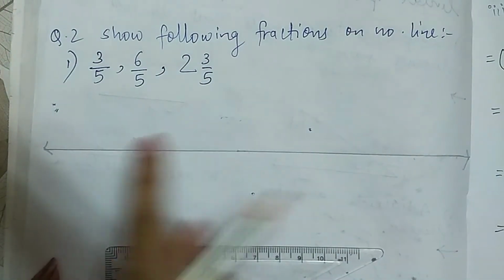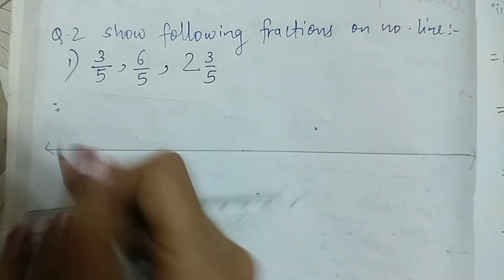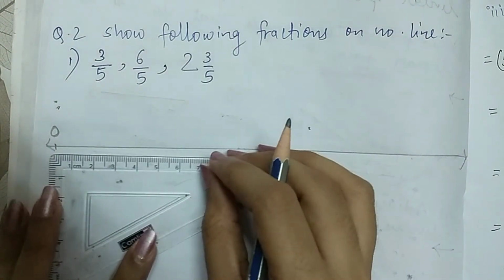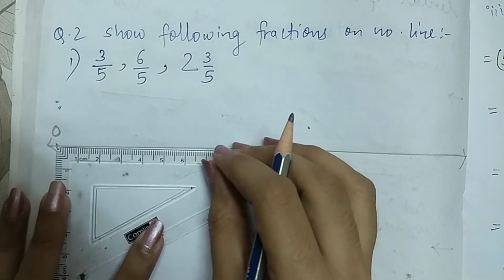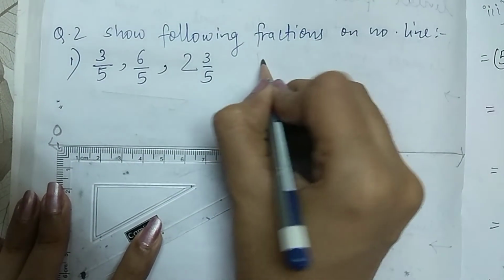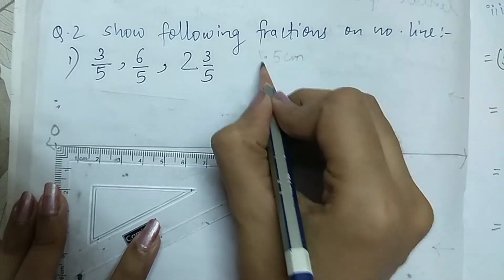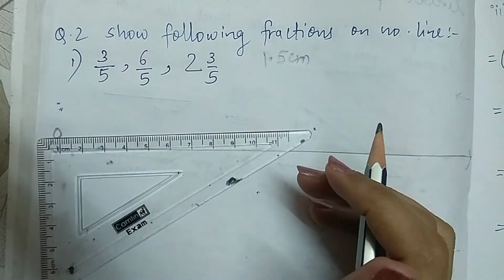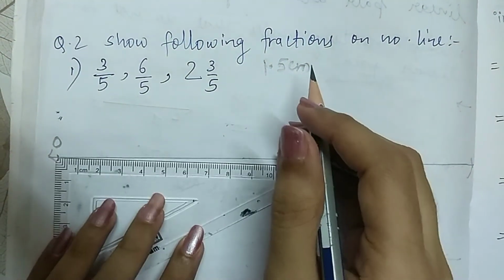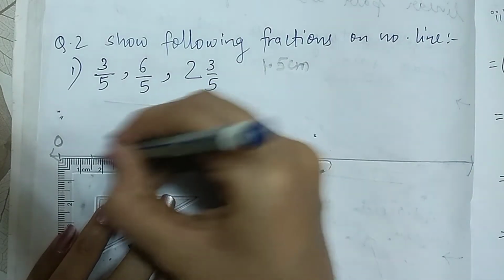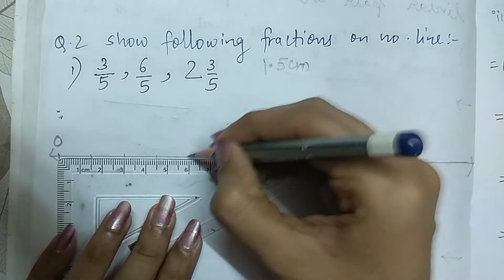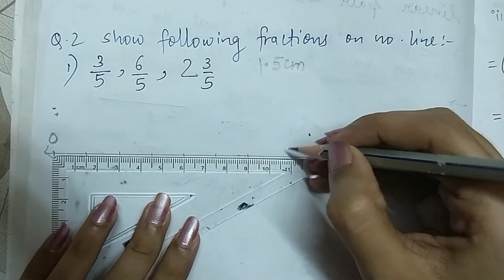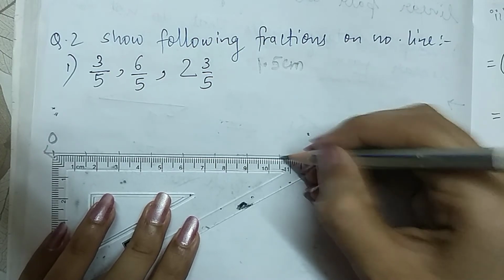Now whatever gap you are taking, it should be throughout the number line. I am plotting here 0. So after 0, whatever measurement I am taking, it should be throughout the number line. I am taking a 1.5 centimeter gap. So it will be throughout 1.5 centimeter gaps. You can take 2 centimeter, 1 centimeter. It depends upon you. It's your choice.